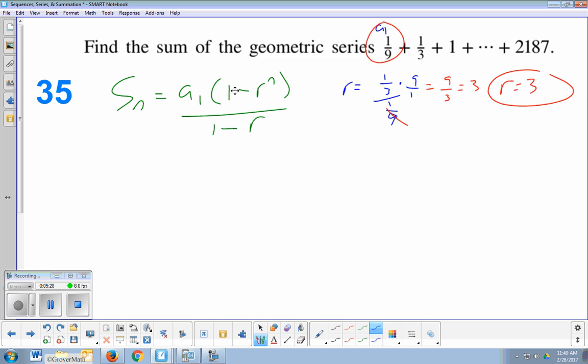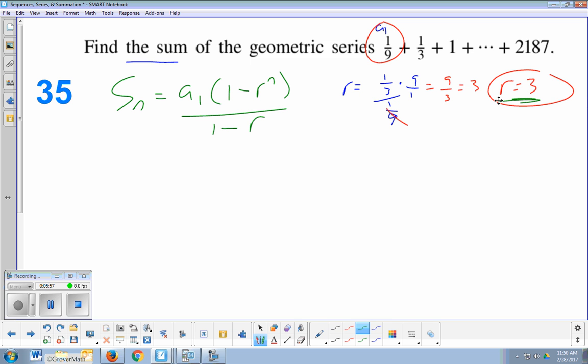So the only thing I'm really missing is the sum of how many terms. They're not telling me how many terms to add together. They're telling me dot, dot, dot, the last one is 2187. So what makes this question difficult is we have to figure out how many terms this is. And we don't know how many are in between here. So we need to figure out which term 2187 is. Is that the 7th term? Is that the 8th term? What is it?